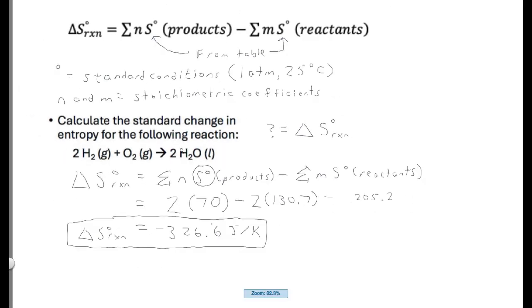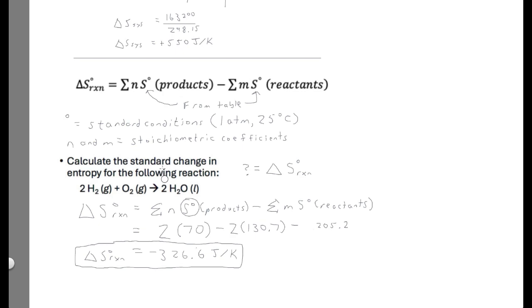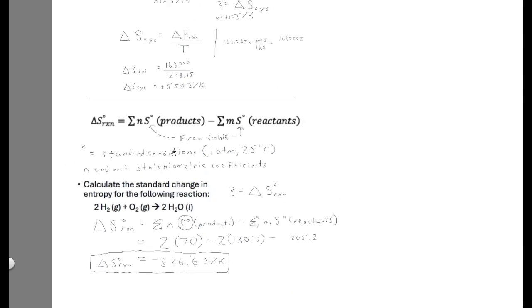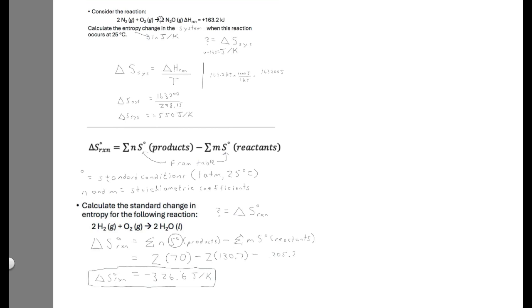Now let me point something out. Do you see how this question was solved differently from this question? So how did we know to use two different formulas? Well, notice that in this problem, they asked you for the entropy change, and they gave you the delta H. Here they asked for the entropy change, and they gave you the delta H. Well, if they give you the delta H and ask for the entropy change, that's a clue that you should use this formula, because this formula relates the delta H and the entropy change.